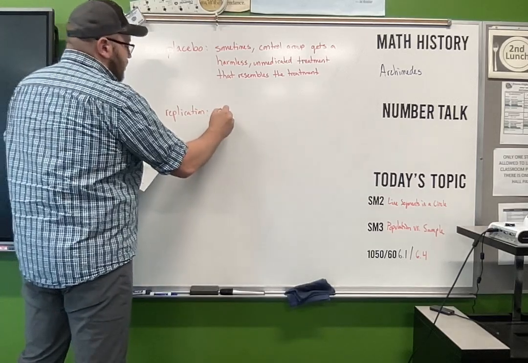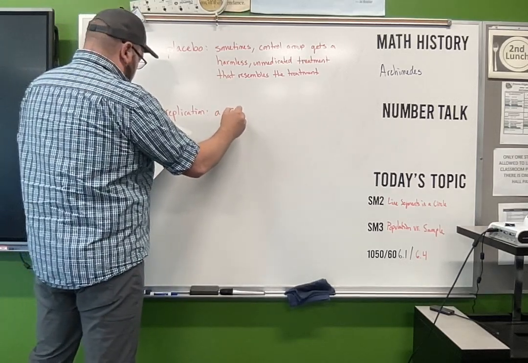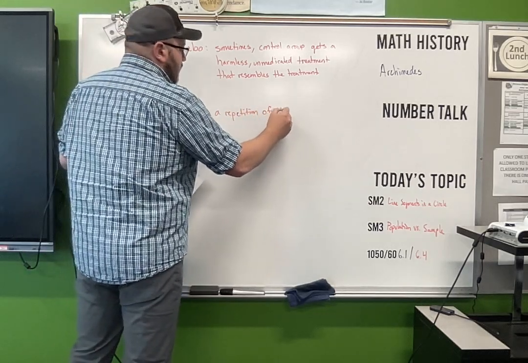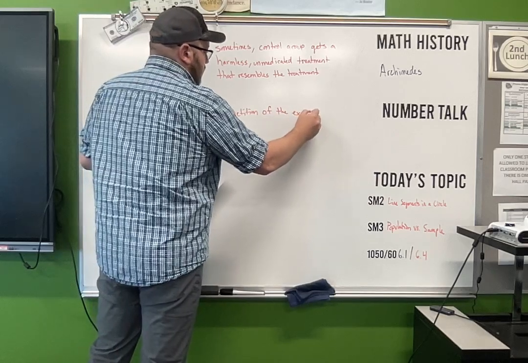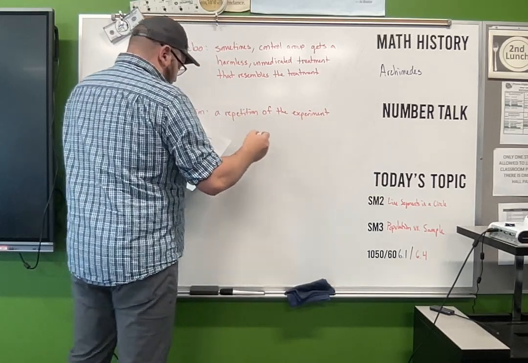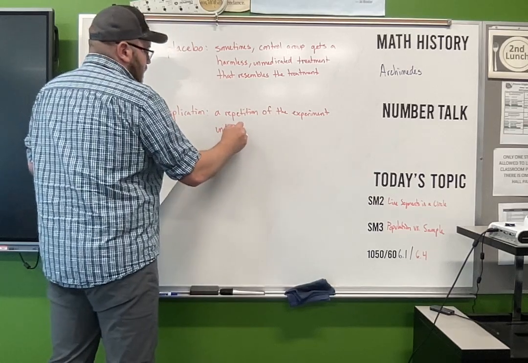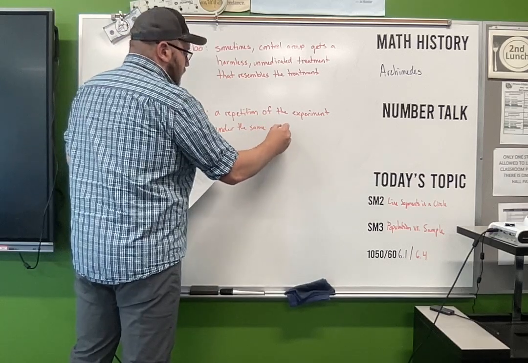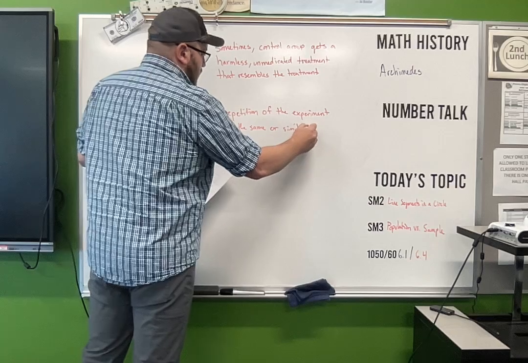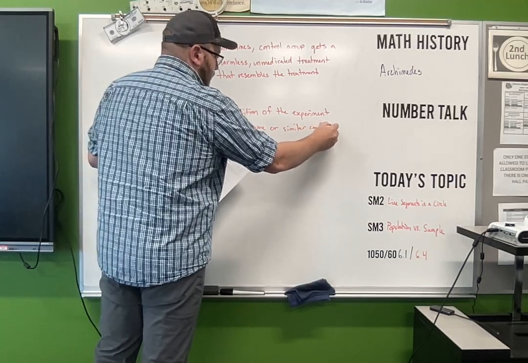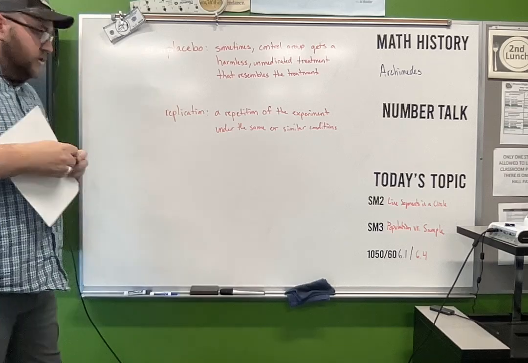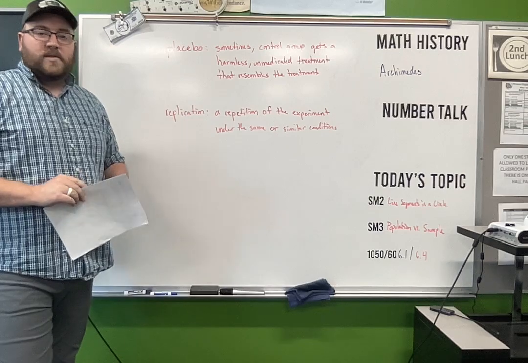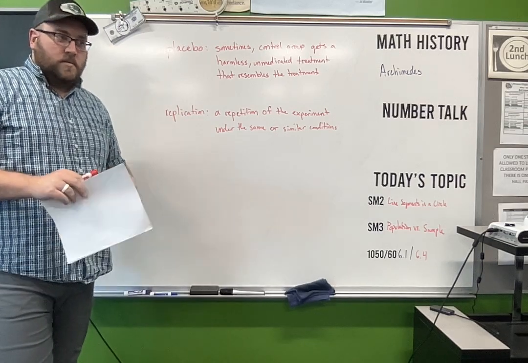So it's a repetition of the experiment under the same or similar conditions. So all experiments should be replicated, okay, repeated, because we don't know if the results we got for the first experiment were just by chance.